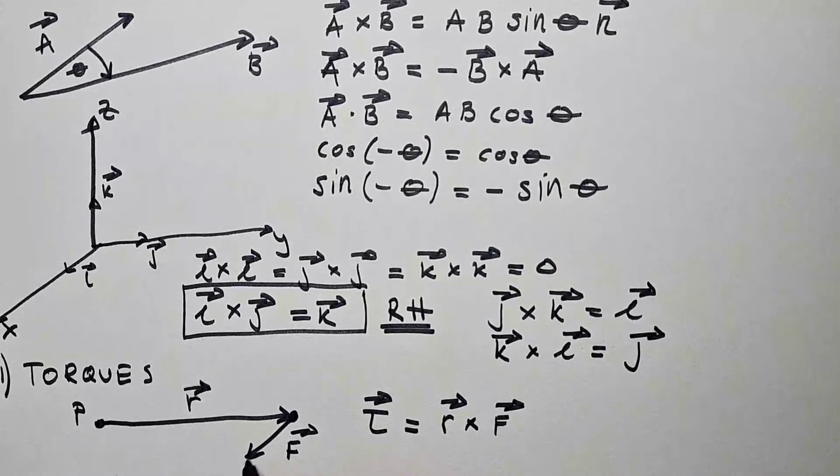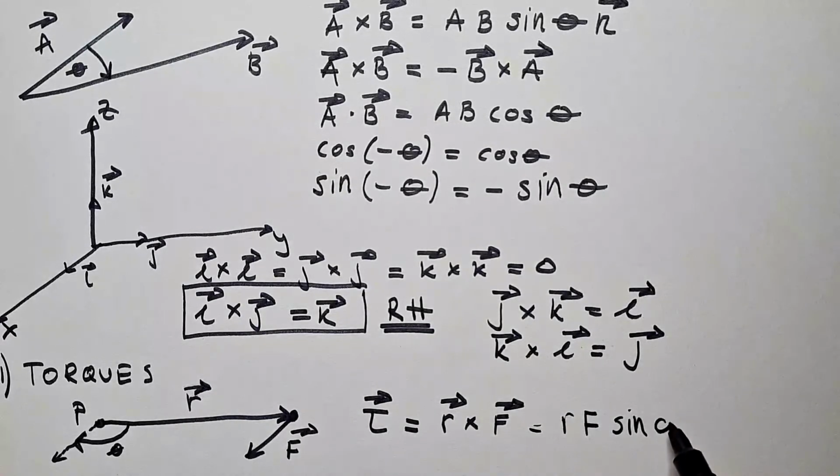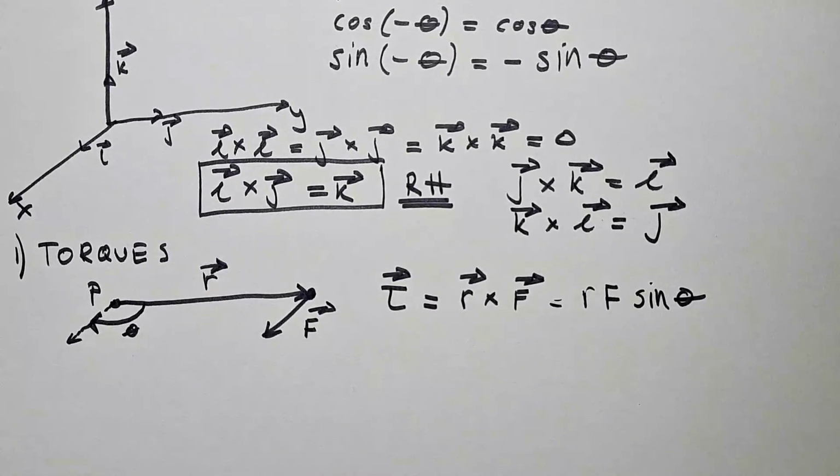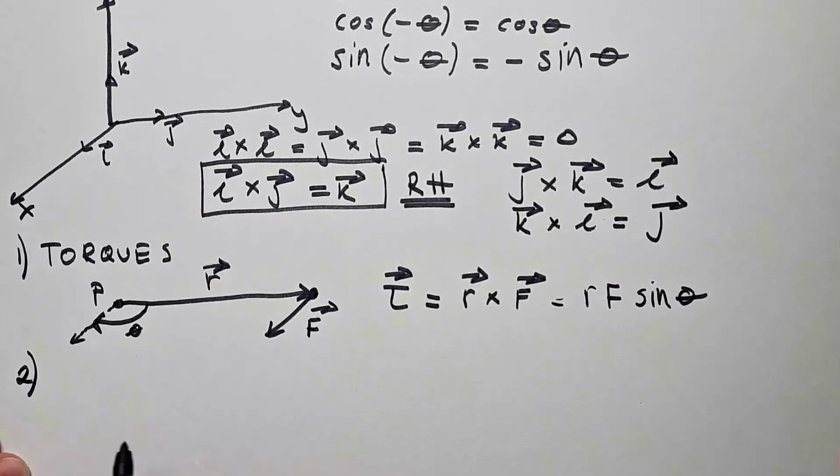So what I do is I translate F over here. Now remember, I measure from r to F, and I measure this smaller angle, not this bigger angle. So this would be intensity of r, intensity of F, times the sine of this angle theta. Another motivation to invent cross product, let's say 2, is area of parallelogram.